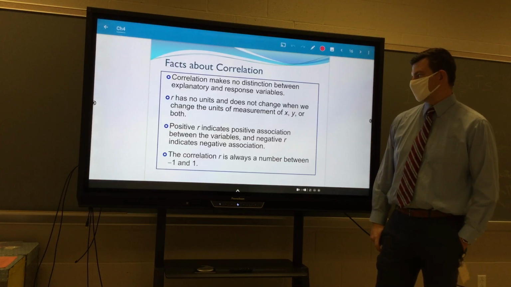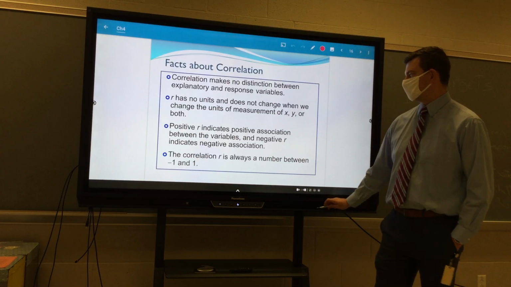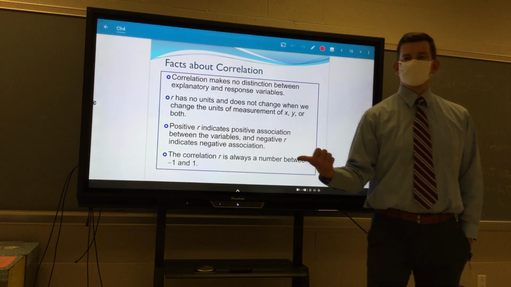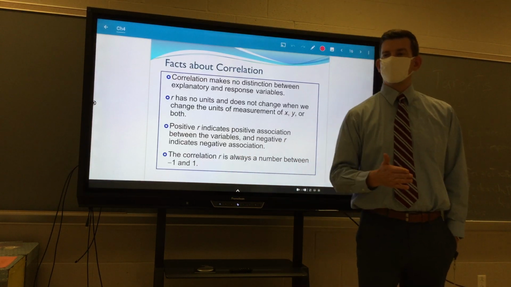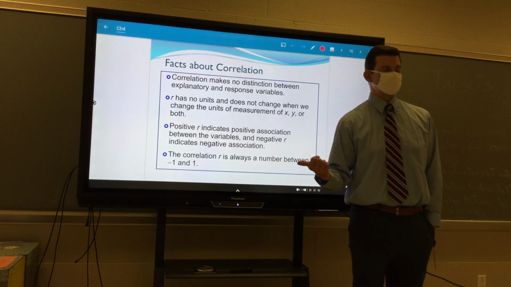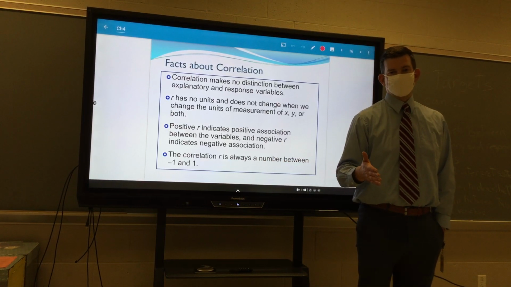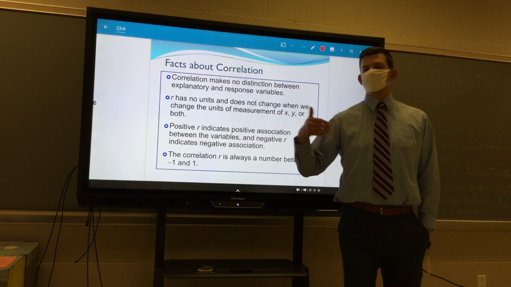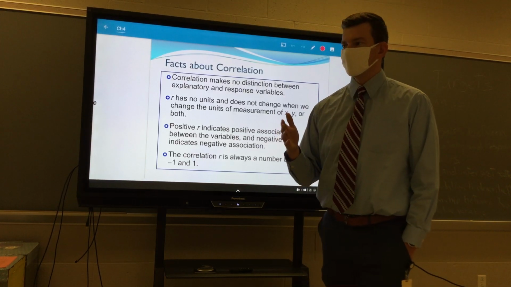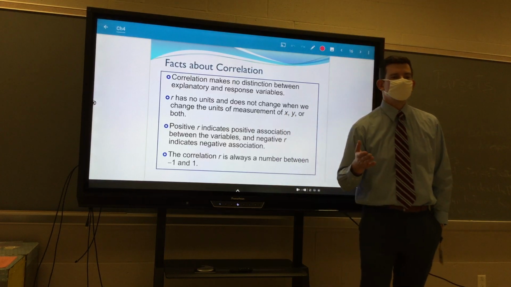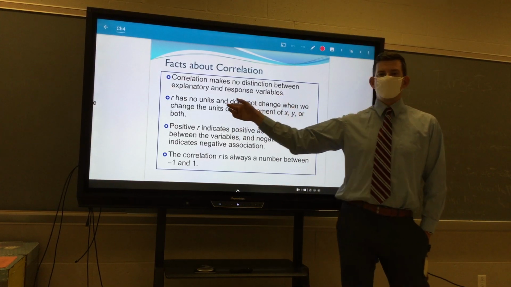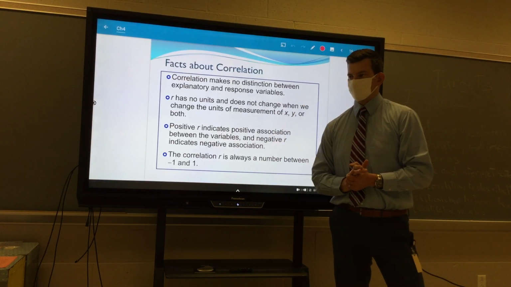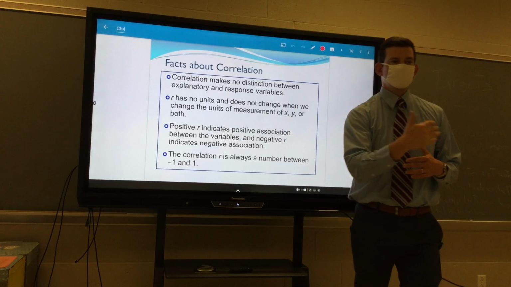R has no units and does not change when we change the units of measurement of X, Y, or both. Talking about that golfing example and the length of the putt. That putt length was measured in feet. But if we were to measure that in meters or inches or whatever, as long as there's no major rounding discrepancies there, that doesn't change the R value. R is an artificial measurement. It's a human-made measurement.